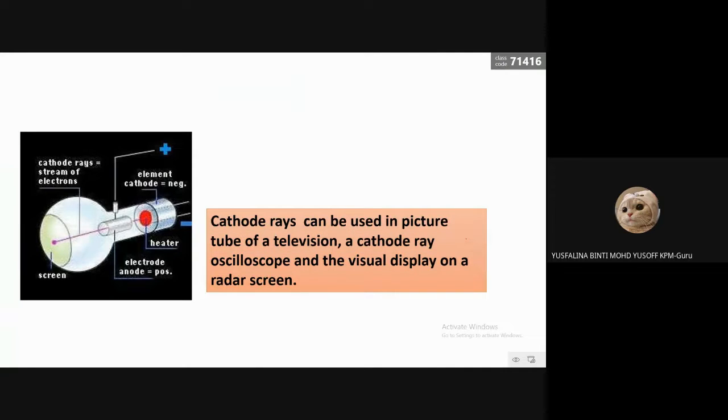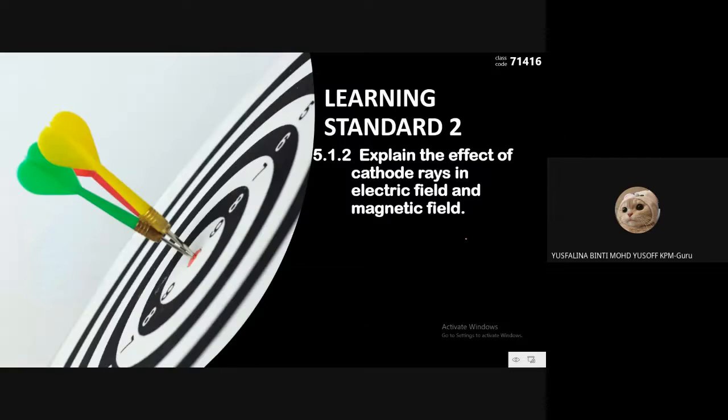Cathode rays can be used in the picture tube of a television and in the C.R.O., the cathode ray oscilloscope. This one you already learned, I think, during Form 3. And also for the visual display on a radar screen.